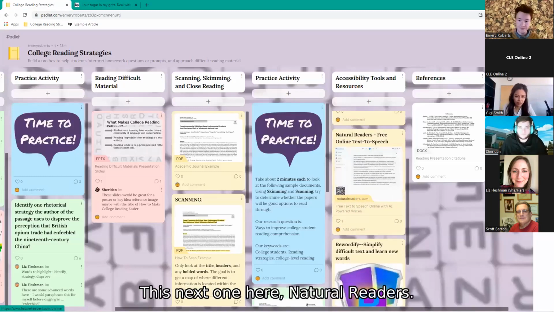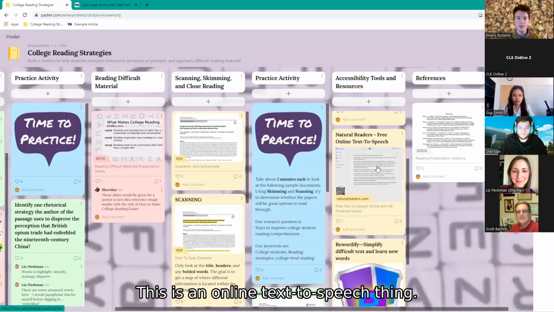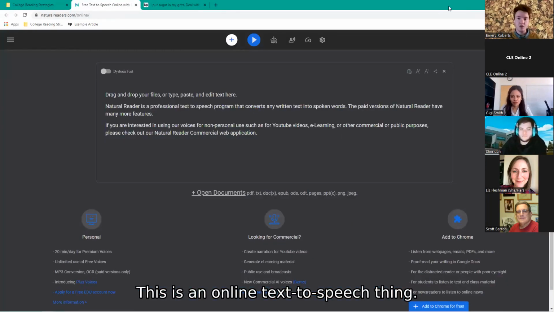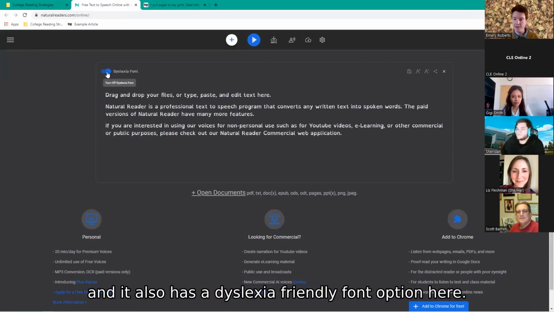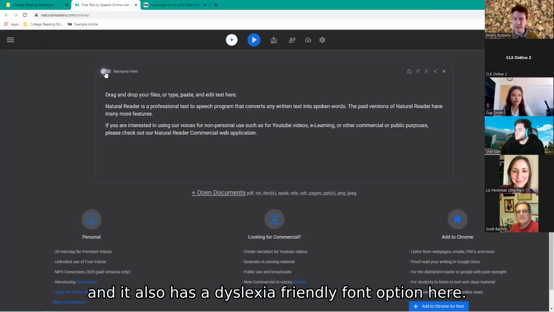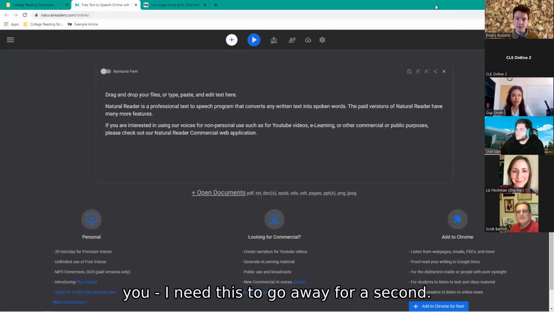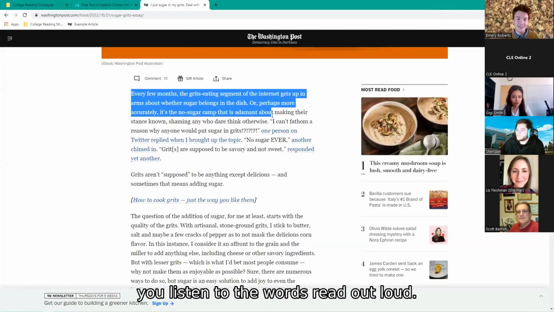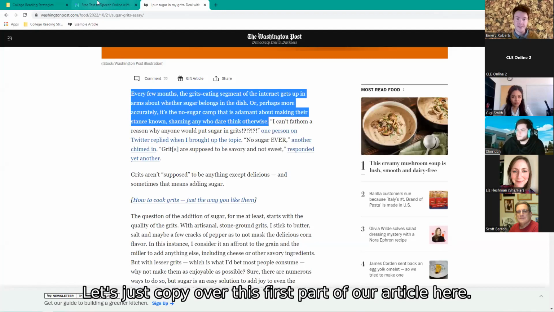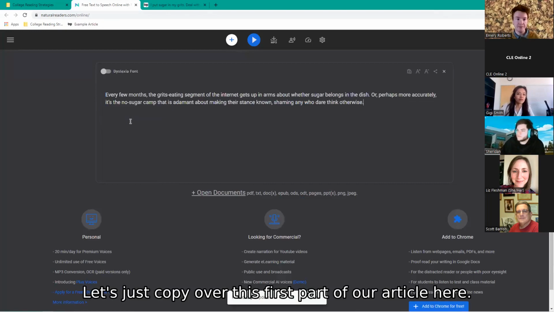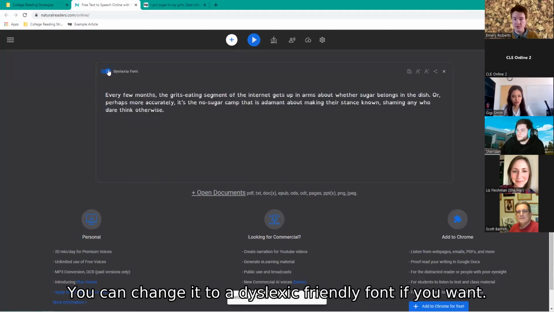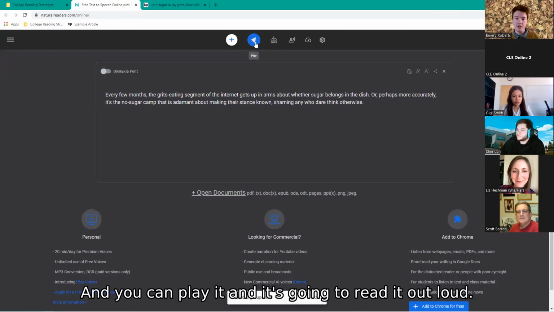This next one here, Natural Readers, is an online text-to-speech tool. It also has a dyslexia-friendly font option here. What this does is it lets you listen to the words read out loud. So let's just copy over this first part of our article here. You can change it to a dyslexic-friendly font if you want. And you can play it, and it's going to read it out loud.